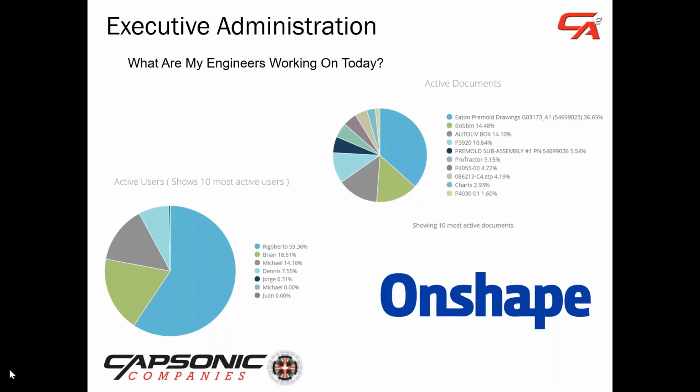So what is the future for Capsonic and Onshape? You talked about working with external suppliers and so on. What are your thoughts? Where do you think we'll go from here?